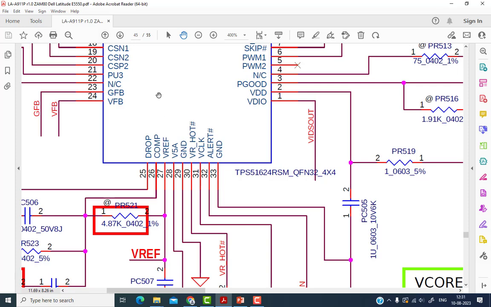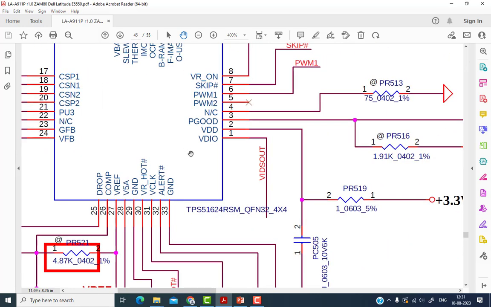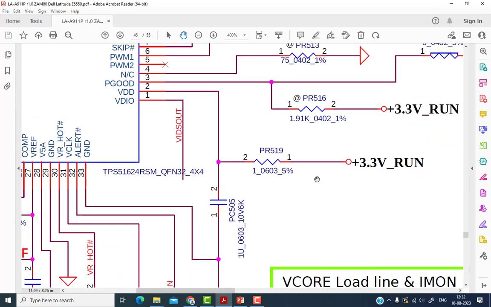So now the first thing is this chip requires a power. So VDD is a pin, and this is a power pin, and here the power voltage is 3.3 volt, coming from the 3.3 volt section.